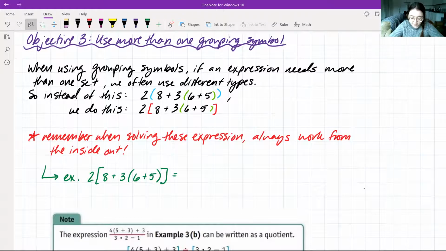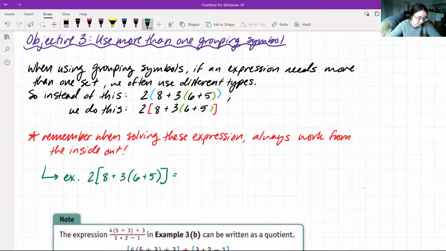So remember, when you're solving these expressions, you always want to work from the inside out. So when we have these multiple sets of parentheses, whatever set is the innermost, you start there and you start working outwards. So let's work through an example.